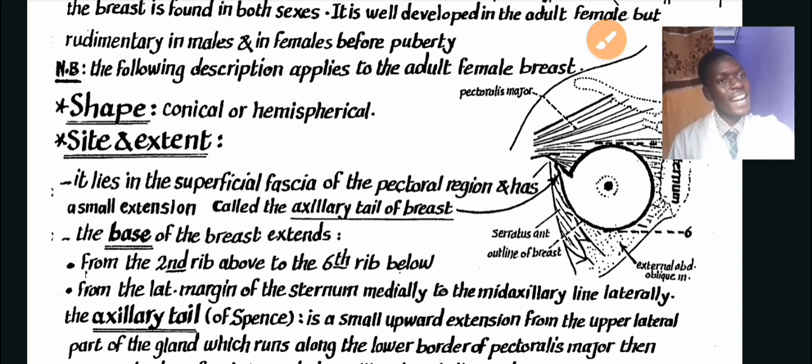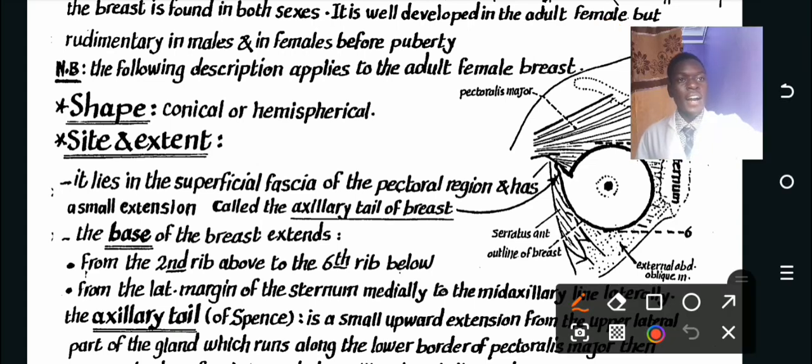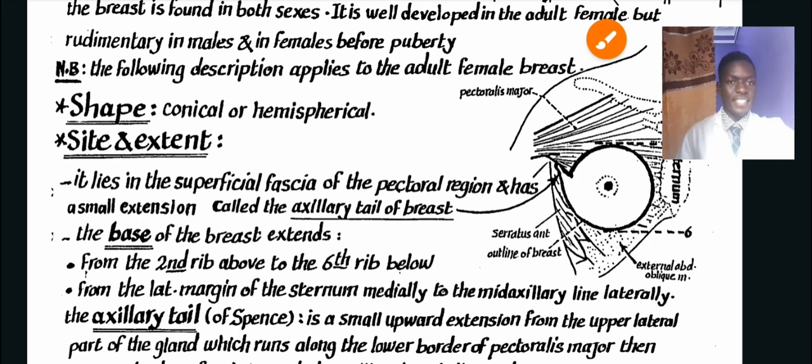So what is the axilla? The axilla can be called the armpit. The mid-axillary line can be illustrated as this line. So that is the extent of the breast. However, we say the breast has an axillary tail. We call it the axillary tail of Spence. Now, Spence was the scientist. He was called James Spence, a Scottish anatomist who discovered the axillary tail first.